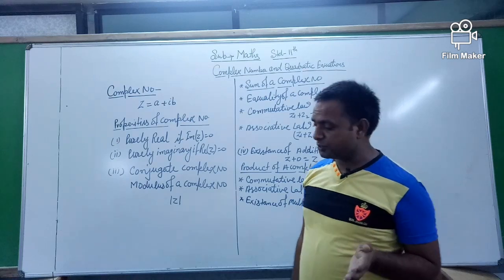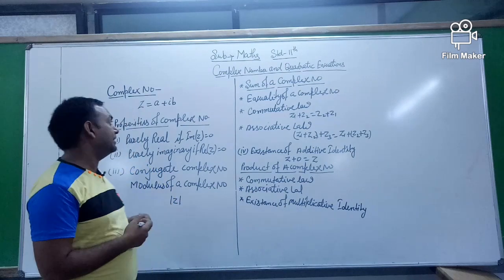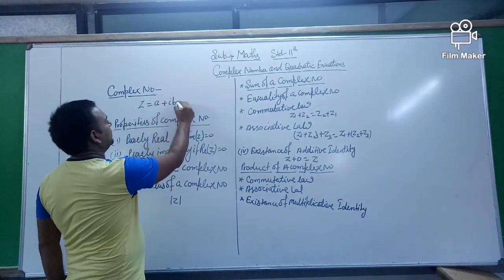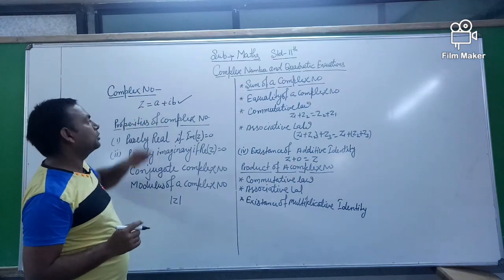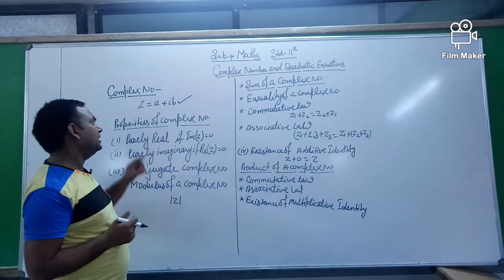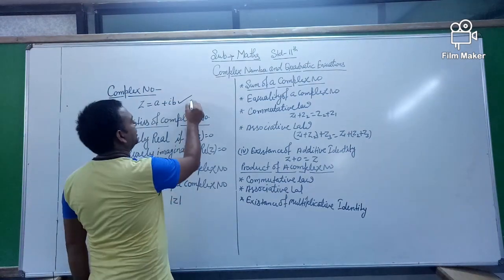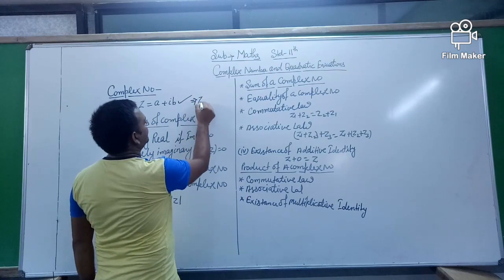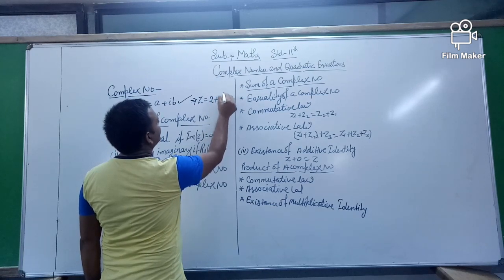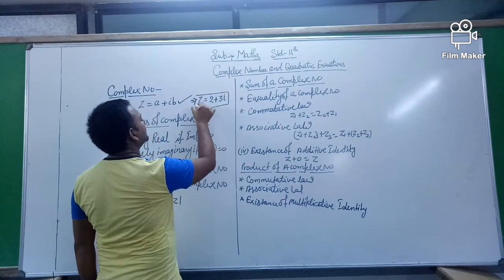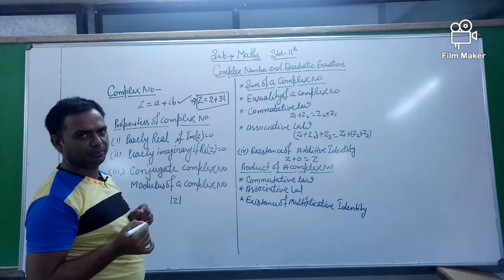If you want to write down a complex number, it is written in the form z = a + ib. This is called a complex number. As an example, z = 2 + 3i is also a complex number. Here you see that z = 2 + 3i is a complex number.